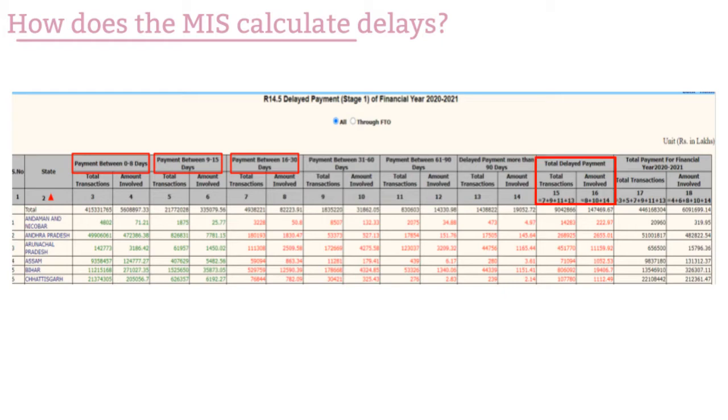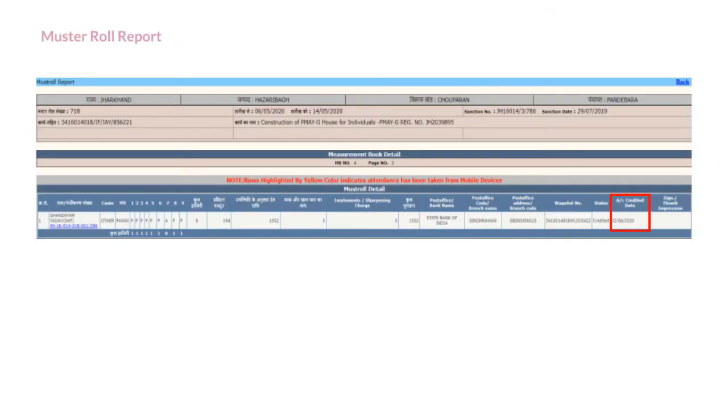Payment delays, seen in columns 15 and 16, are calculated by the MIS according to this payment date, which we know is the date of the FTO being transferred to the center. Therefore, the calculation of delays completely misses the time taken by the stage 2. The actual credited date, when the worker's account was actually credited with their wages, is only mentioned on individual muster rolls, and there is no other report with which we can actually understand the extent of the stage 2 delay.